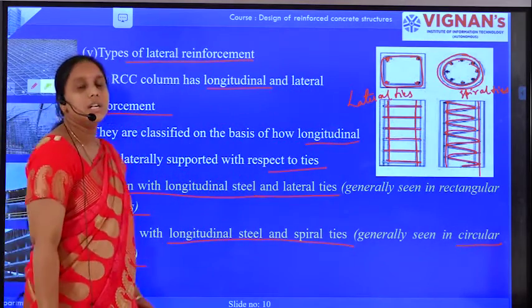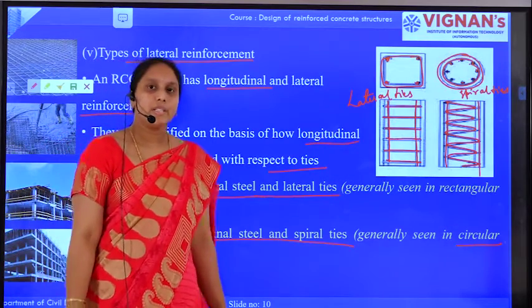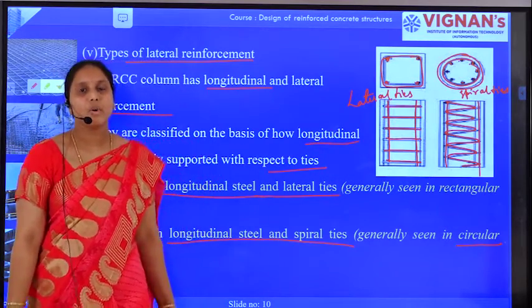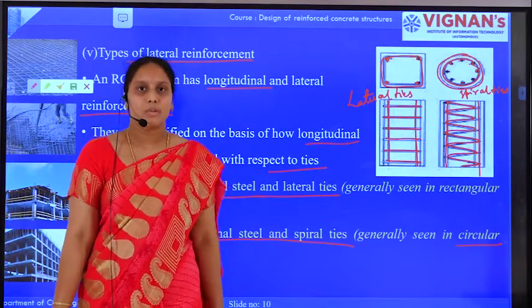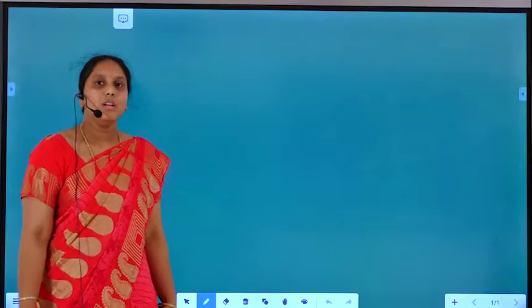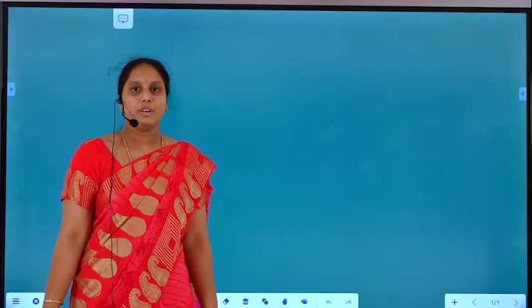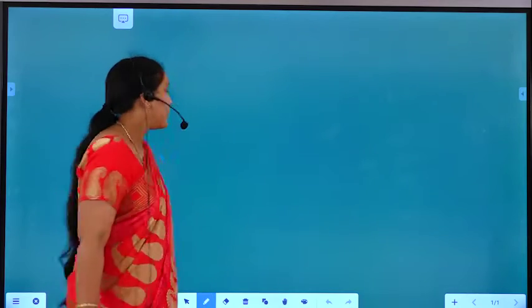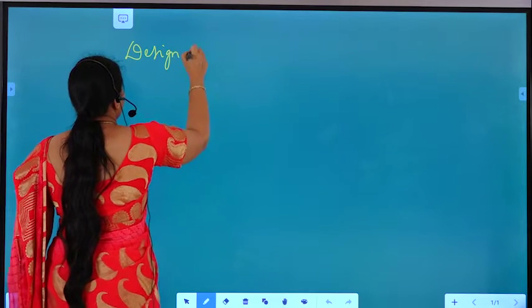So this is the classification of columns. Now let us see the IS codal recommendations for the design of columns. Now let us see the steps we have to follow for the design of axially loaded short columns.